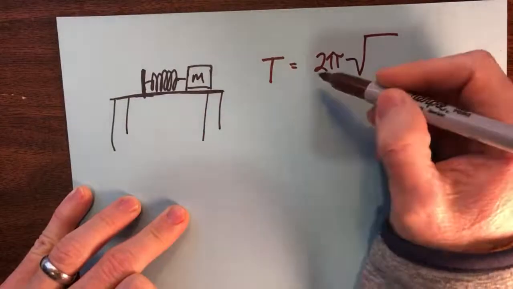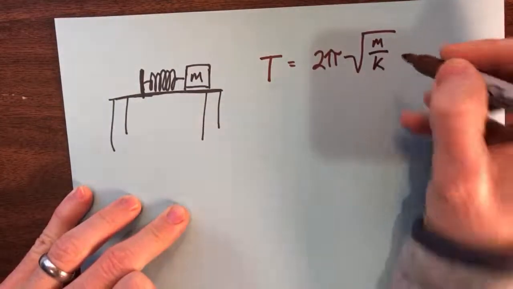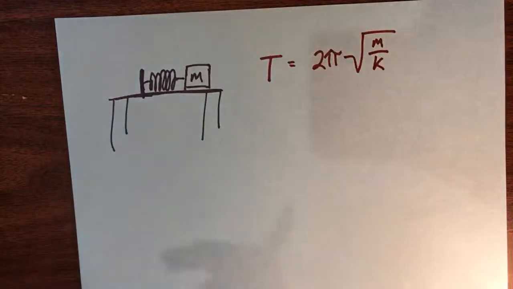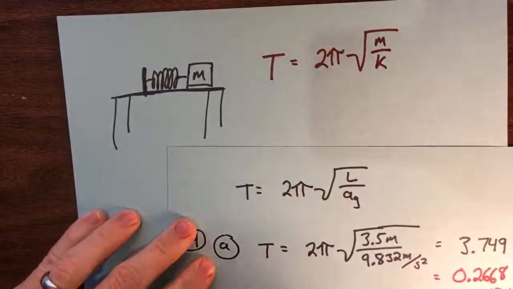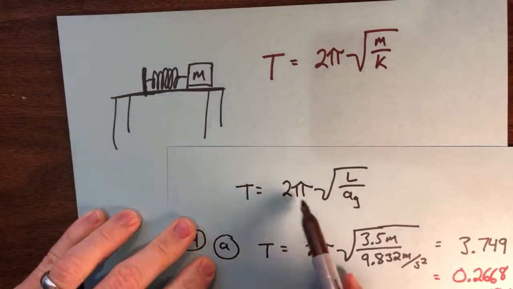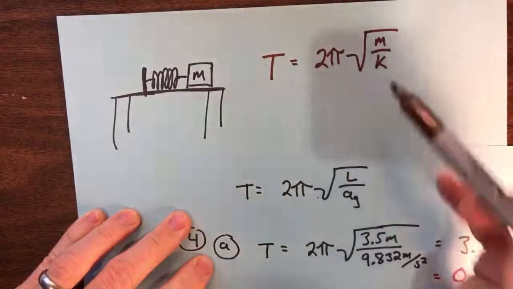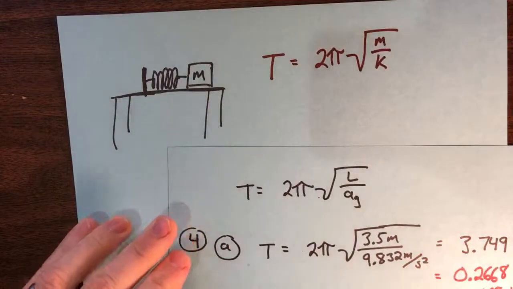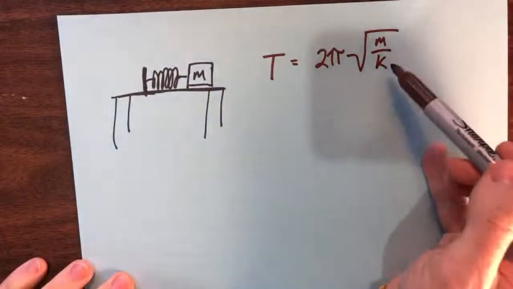So you have the period is 2 pi times the square root of m over k. It practically looks exactly like the other equation, right? Let me even pull up the previous equation for the pendulums. For the pendulums, we had the period is 2 pi times the square root of L over g. This is going to be the square root of m over k. So it's the exact same format for the equation, just slightly different things here and here.